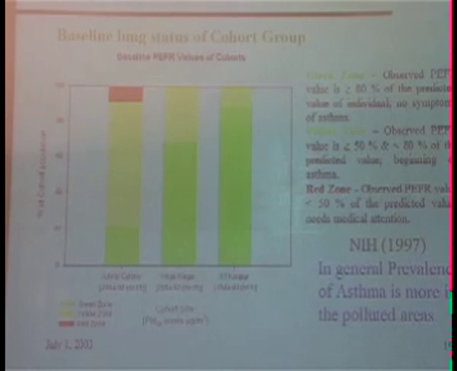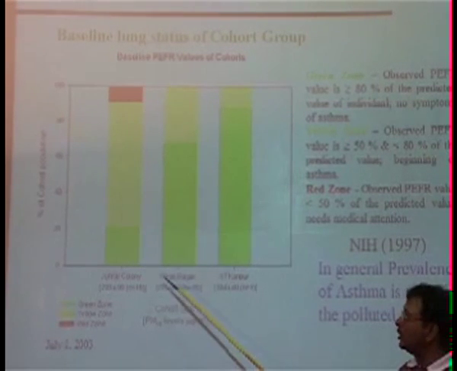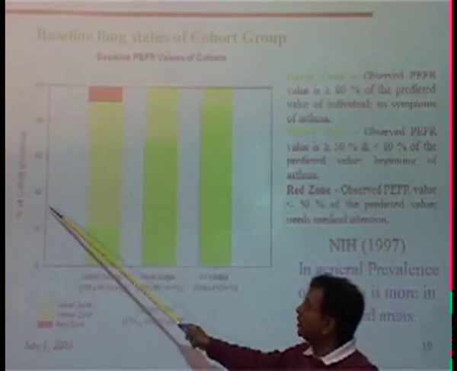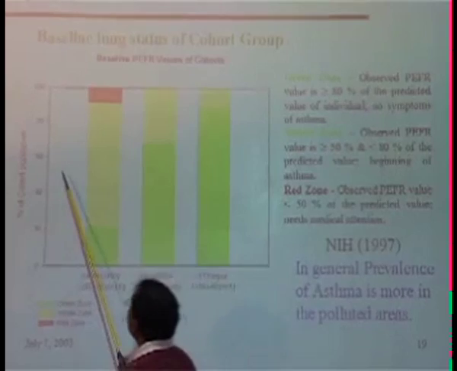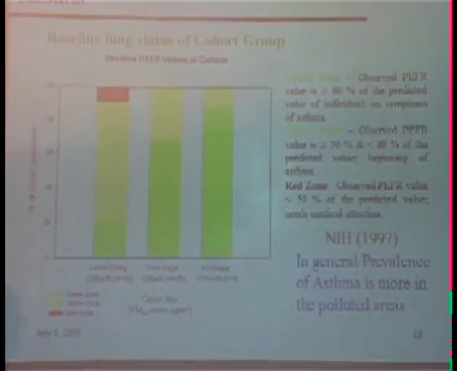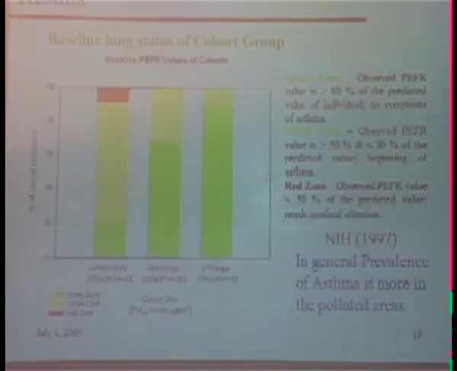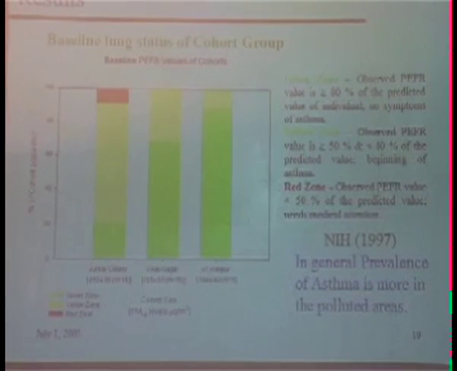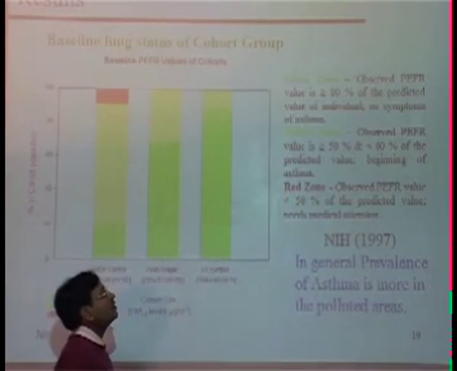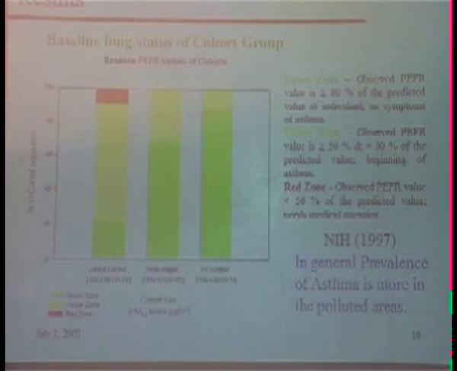Okay, so based on PEFR, this is the percentage of the population in Juhi Lal Colony. What you see here is the green zone, where the observed PEFR was above 80% of the predicted. Predicted value in this concept is the normal value, if you like, the normal performance based on age, height, and sex.